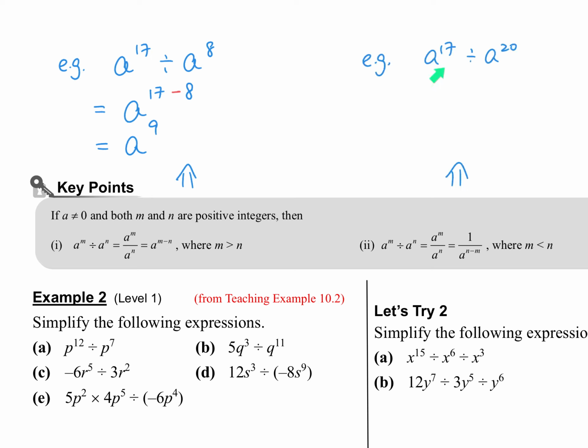The second scenario is when the first index is smaller than the second index. Then the division will be like this. We will have the subtraction of the indices in the denominator, starting from the larger index 20, and then minus the smaller one, 17. And the answer will be 1 over a to the power 3.